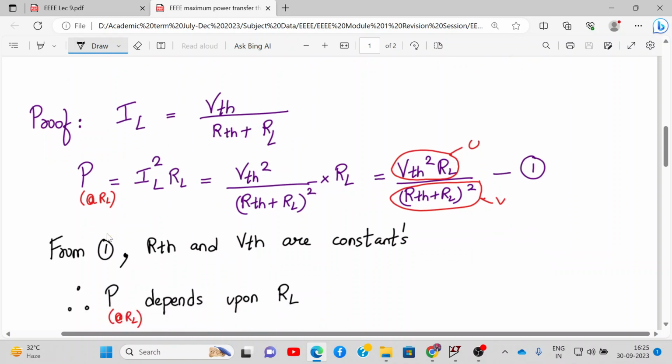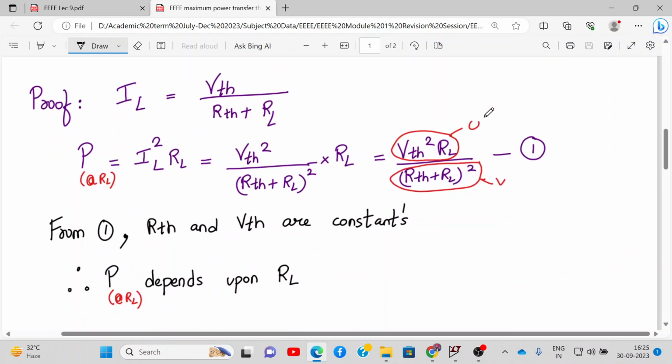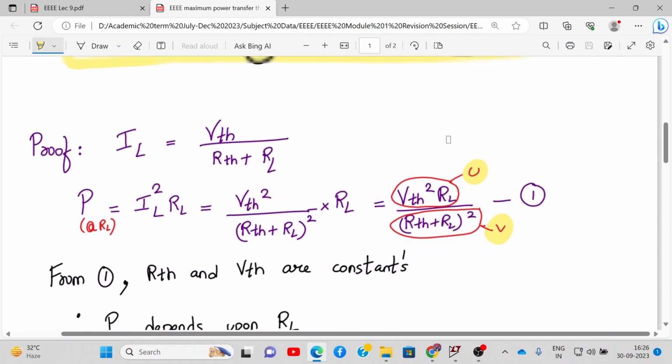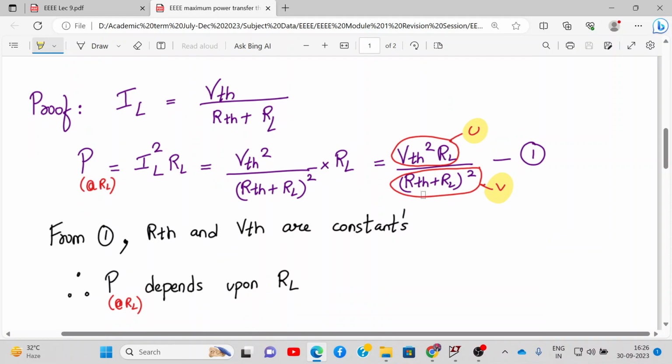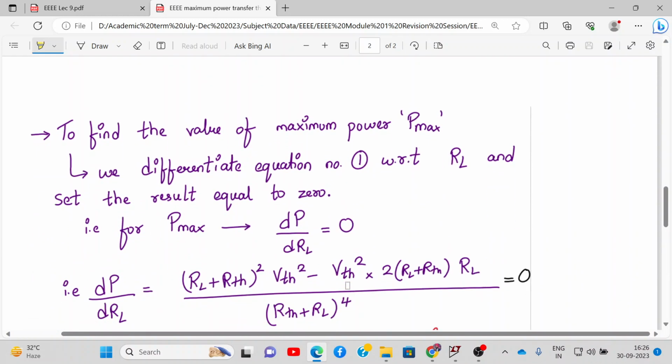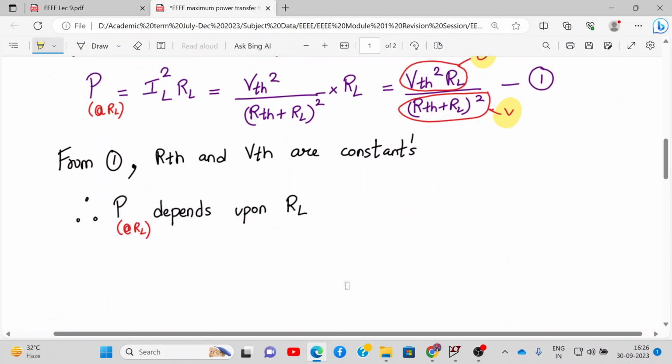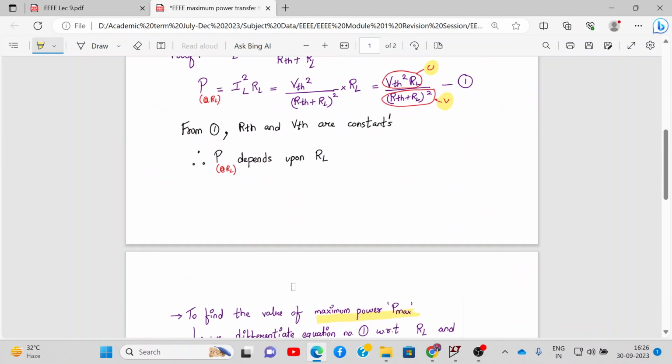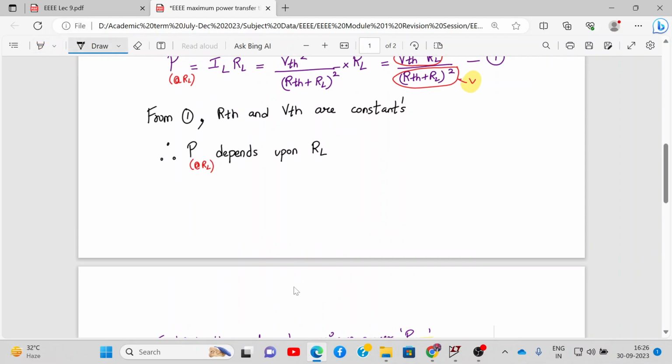The numerator is VTH square RL, which we term as U, and the denominator is RTH plus RL the whole square, which we denote as V. From equation number 1, RTH and VTH are constants, but the power depends upon the load RL. So to find the maximum power Pmax, we need to differentiate equation number 1 with respect to RL. So this is my equation number 1. Let me rewrite equation number 1.